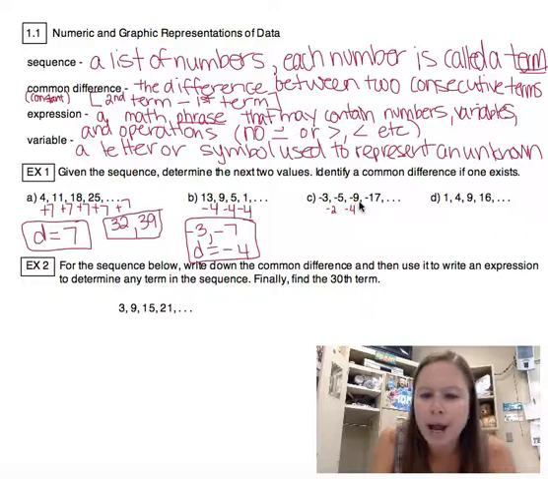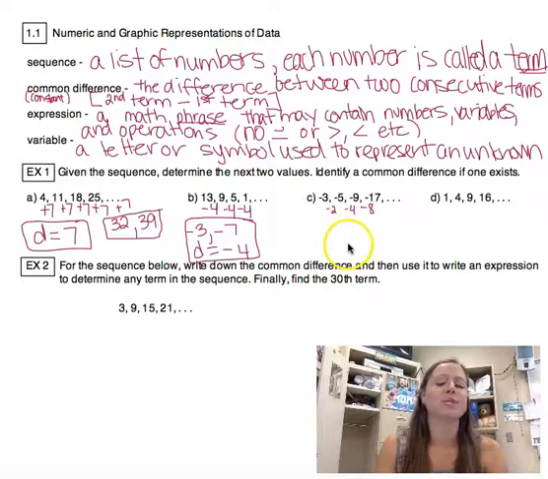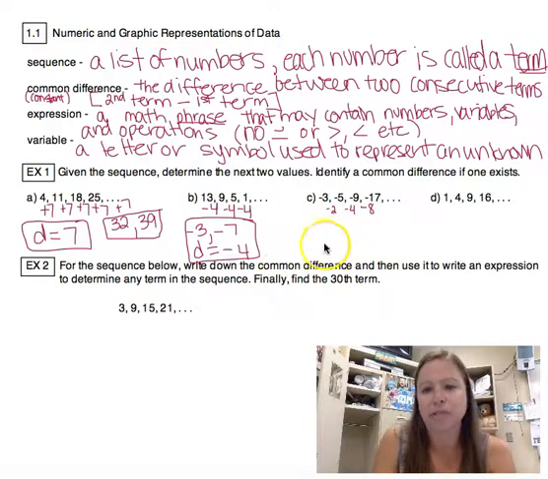Then here I subtracted 4. From -9 to -17, I subtracted 8. So there is a pattern here, but there's not a common difference. Once you figure out what the pattern is, you just continue it. You don't have to identify your common difference in this case because this sequence is not what we call arithmetic. Arithmetic sequences are the ones with a common difference.